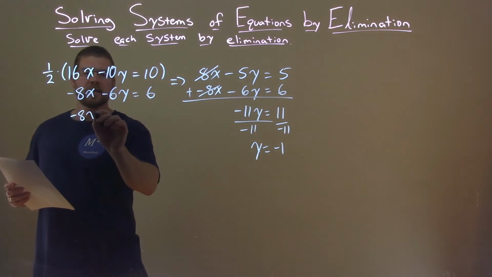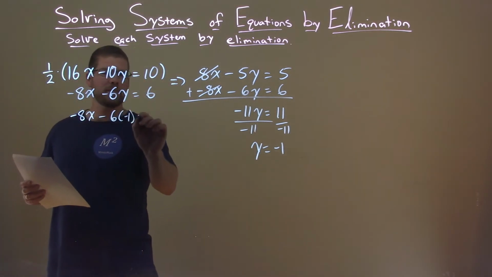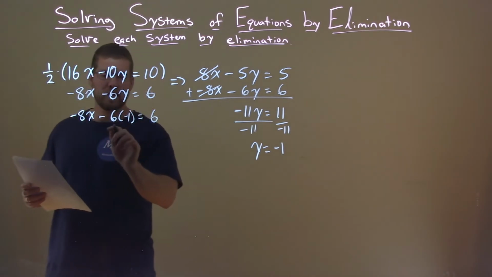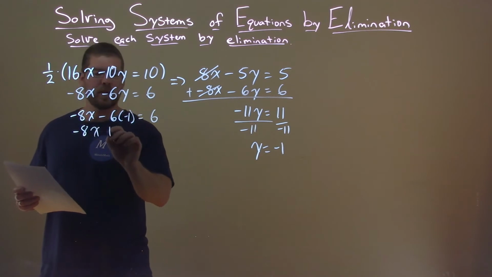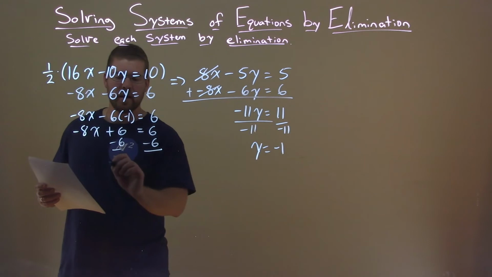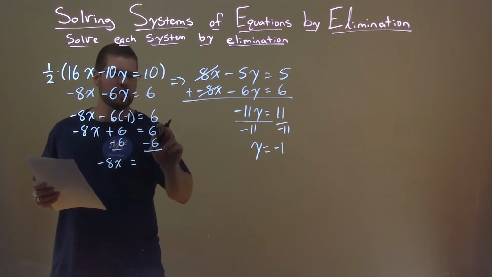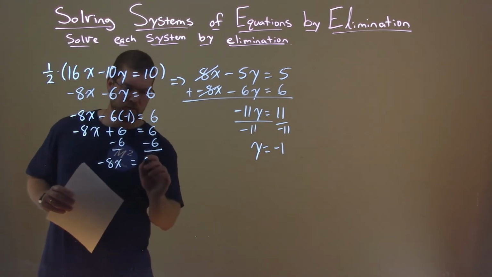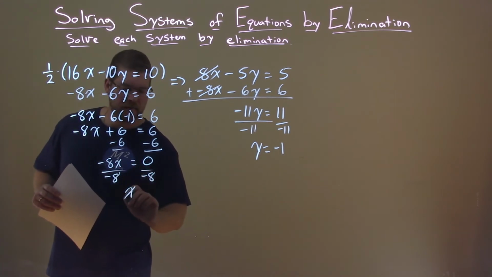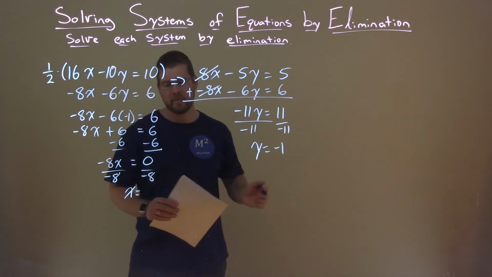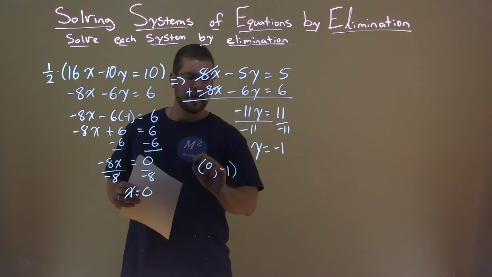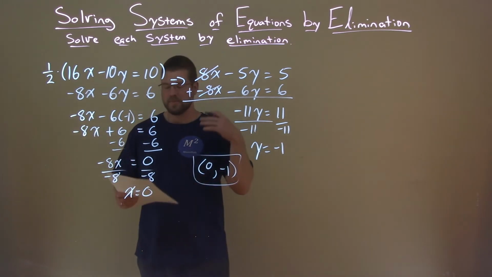Negative 8x minus 6 times a negative 1 equals a positive 6. Minus 6 times a minus 1 is a positive 6, so minus 8x plus 6 equals 6. Subtract 6 from both sides. Negative 8x by itself equals 6 minus 6, which is 0. Be careful. Divide both sides by minus 8, and x equals 0 divided by negative 8, which is still 0. So our coordinate point is (0, negative 1), and that is our final answer.